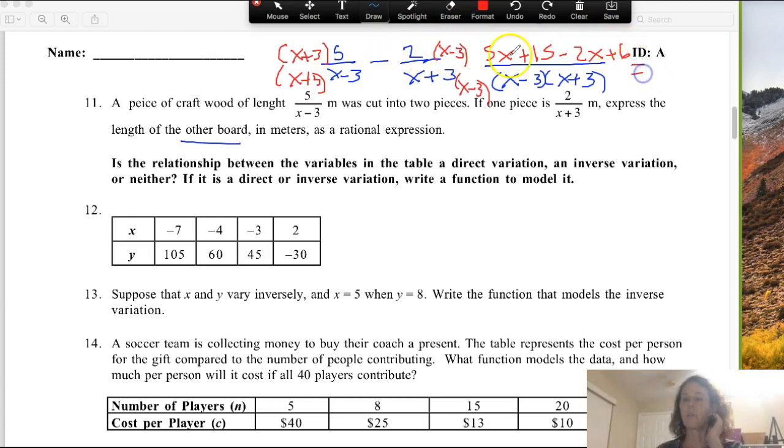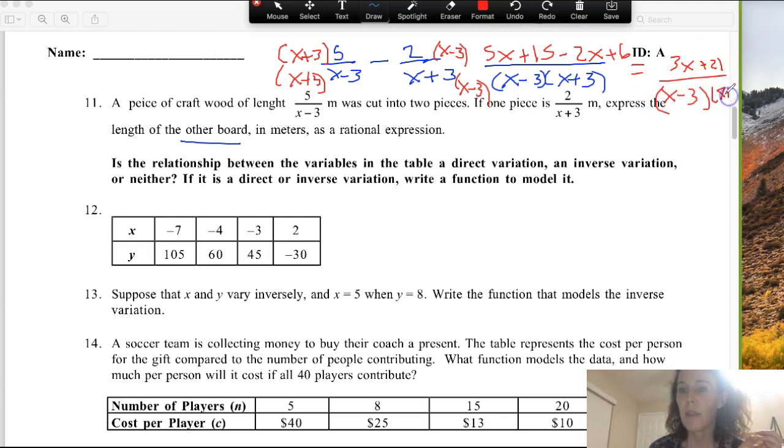All right, now let's go ahead and simplify. 5x's minus 2x's are 3x's. 15 plus 6 will be plus 21. And then my denominator will be x minus 3 times x plus 3.